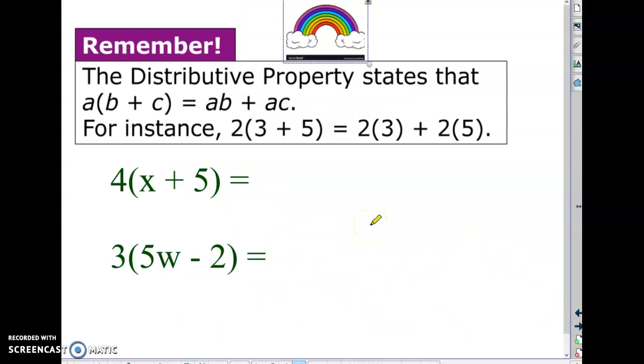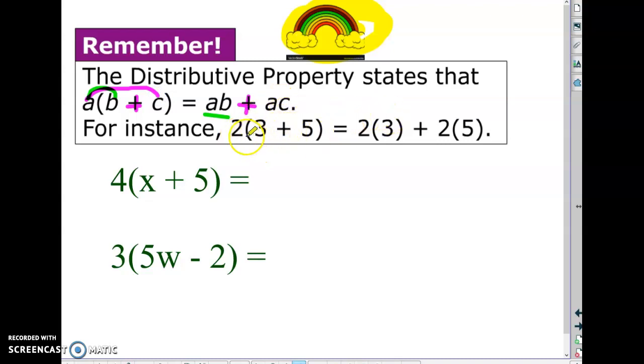Okay, now another property we're going to be using with this lesson is the distributive property. I have a rainbow up here because I think of this as the rainbow property. The distributive property states that if you're multiplying a value by 2 values inside of the parentheses, we're going to distribute. We're going to multiply this first value times our first value, so a times b would be ab. And then we've got an addition sign, so we put an addition sign here. And now we're going to distribute that a times that last value and give us ac.